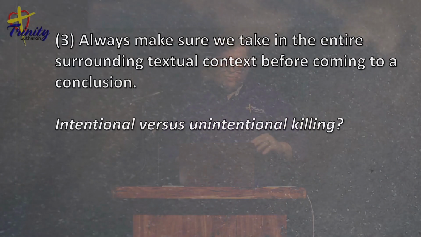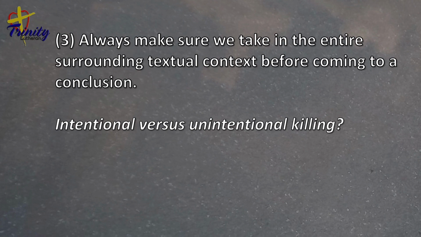The third basic principle said always make sure we take in the entire surrounding textual context before coming to a conclusion. This one's going to take a little longer to explain. But the question becomes, all right, so we see in part 1, what we understand now is God said if the slave dies right away, it's the death penalty, just like it is for anybody else.